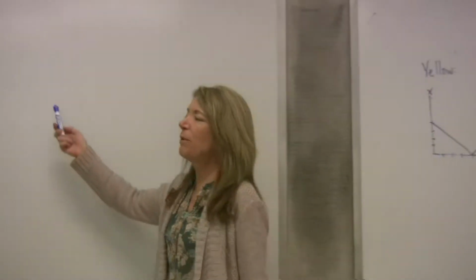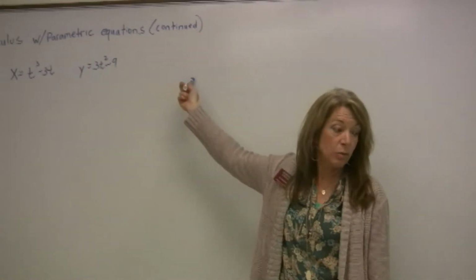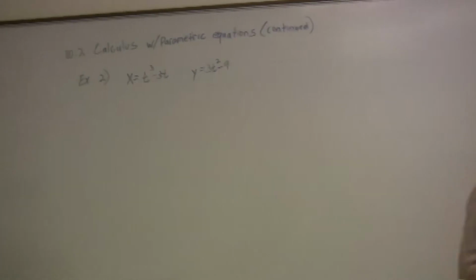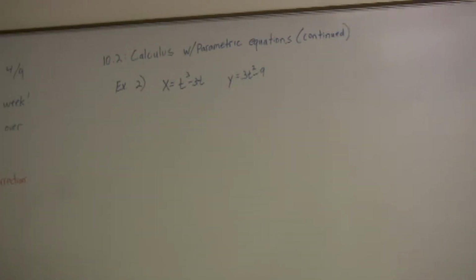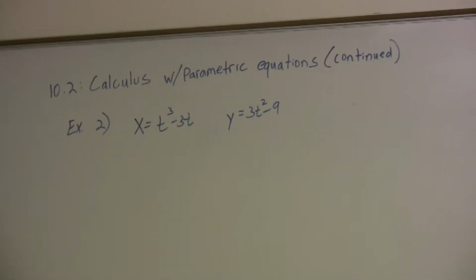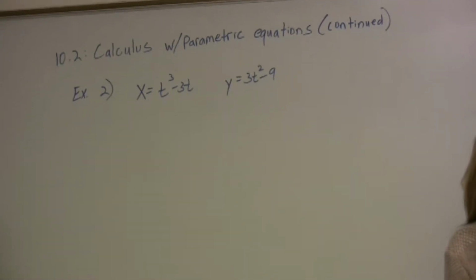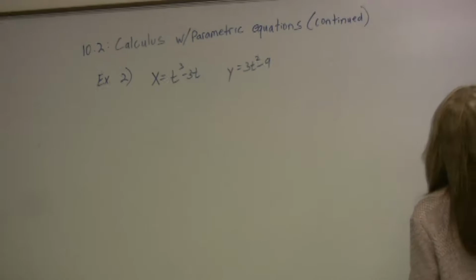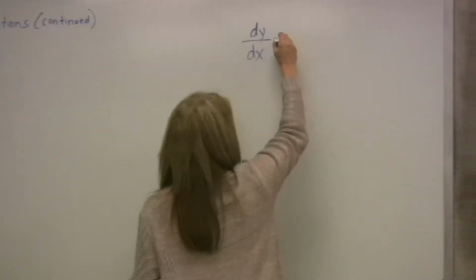So we're going to pick up where we left off on section 10.2. We were doing some calculus with parametric equations. We did example 1 last time where we were finding an equation of the tangent line. Can someone remind me how you find dy/dx when you have parametric equations?